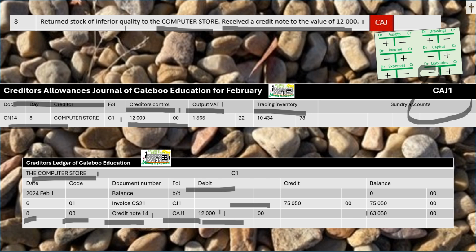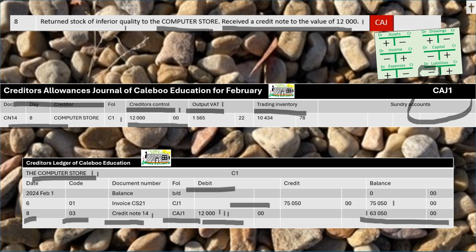You can go and watch that video on the relationship between Calibre Education, a debtor and a creditor. It will explain how transactions are recorded in the books of the computer store and how transactions are recorded in the books that we're recording, Calibre Education. Remember, we're always looking at this from the point of view at the moment of Calibre Education. That's our book. That's our business. So the account is debited in our books, decrease in liabilities, and we owe less.